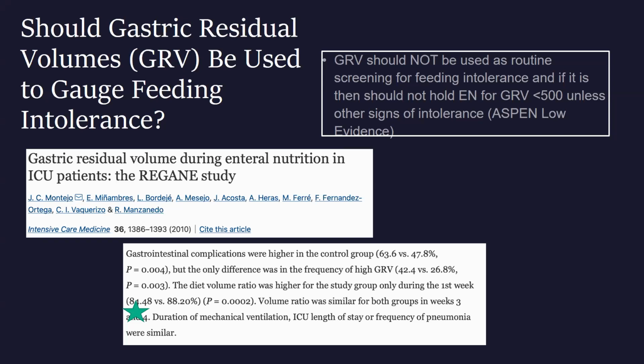It can lead to clogging of their enteral devices. It can lead to not getting up to goal enteral nutrition more often. So there are shortcomings to it. So luckily the evidence agrees with what we do, which is that you shouldn't really be checking gastric residual volumes as a means to gauge feeding intolerance. We should be doing all those other clinical things. And if we do check them, 500 would be the cutoff.